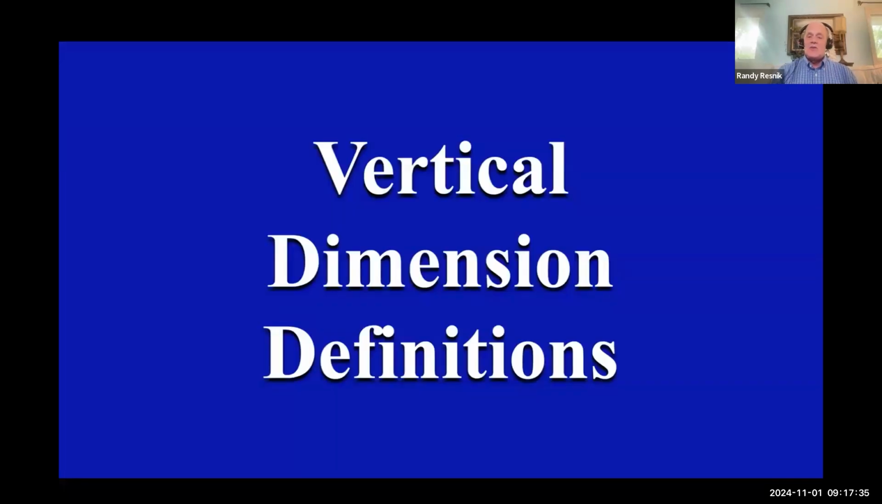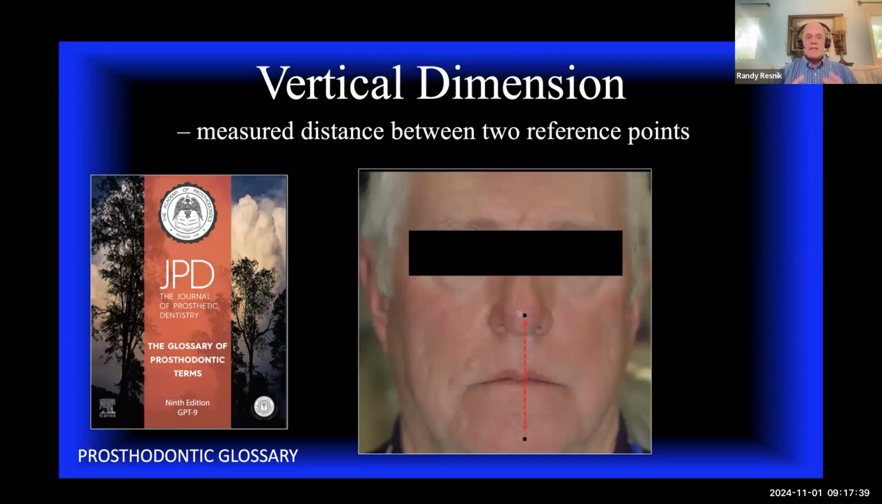So let's get right into understanding vertical dimension definitions. Now, this is all from the Journal of Prosthetic Dentistry, Glossary of Prosthetic Terms. So if we look at vertical dimension, what actually is it? It's a measured distance between 2 reference points. That's all it is. Very simple.